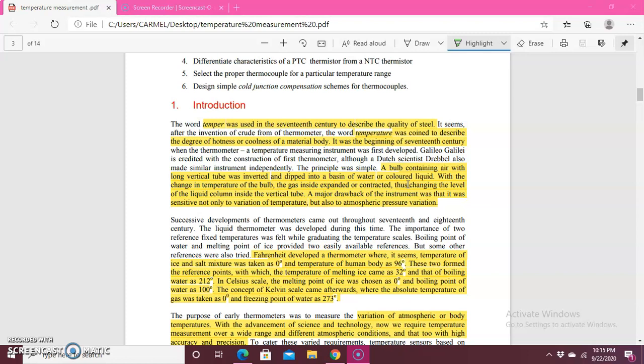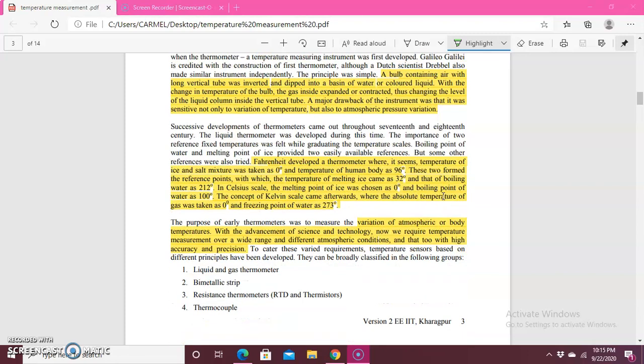Then after that they calculated with degrees Celsius, and then it came into Kelvin. For the Kelvin scale, the absolute temperature of the gas is 0 degree, and the freezing point is 273. So the purpose of the early thermometer was to measure the variation of atmospheric or body temperature. Then, with advancements in science and technology, temperature measurement devices came for a wide range of atmospheric conditions with high accuracy and precision.